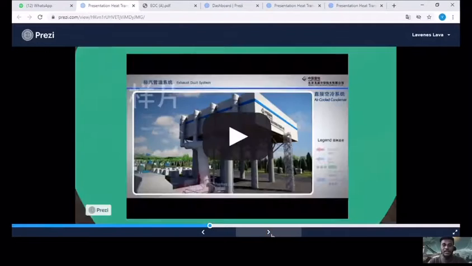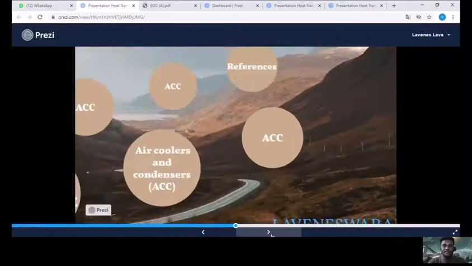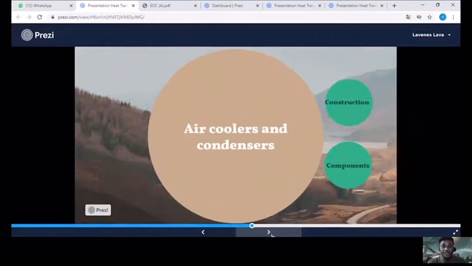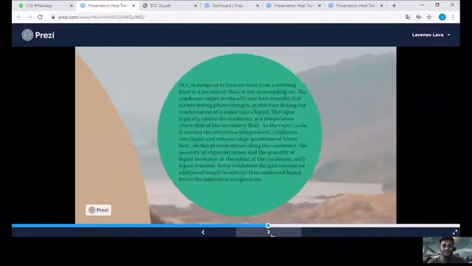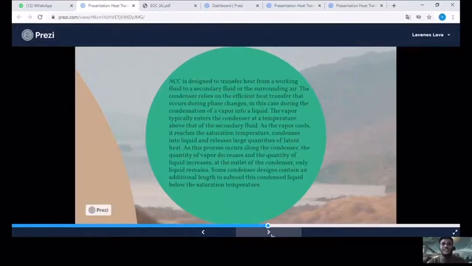Next, we are going to see about the construction of air coolers and condensers. The air cooler and condenser is designed to transfer heat from a working fluid to a secondary fluid or the surrounding air. The condensers rely on the efficient heat transfer that occurs during phase changes, in this case during the condensation of vapor into a liquid.